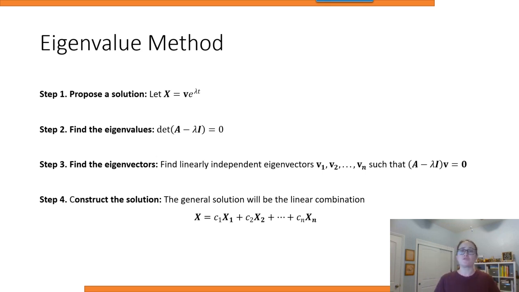Once I've done that, I can then construct my solution. I have all my eigenvalues, all my eigenvectors. The linear combination of those proposed solutions will be the general solution to this homogeneous system.